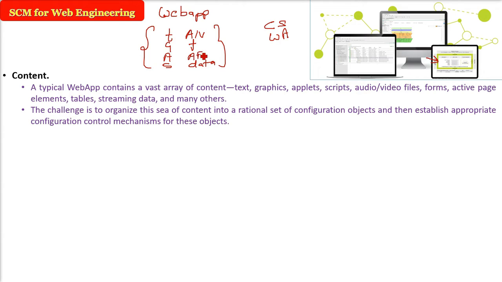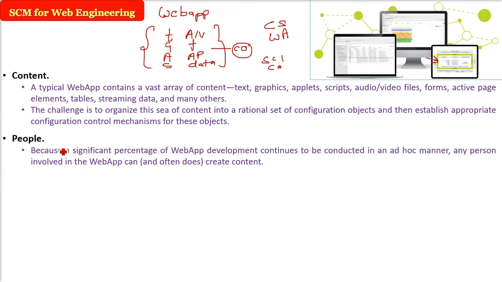So now we need to organize these into a certain set of configuration objects, like a text configuration object, a graphics configuration object, an audio configuration object, and then establish an appropriate configuration control mechanism for these objects, which we are doing for the conventional one. And now we have people, because whenever web app development is taking place, most of the time it is done in an incremental manner, in an ad hoc manner. Any person involved in the web app or the mobile app can create content. He can do the work. He can create certain content which will be published in the website or the web app or the mobile app.